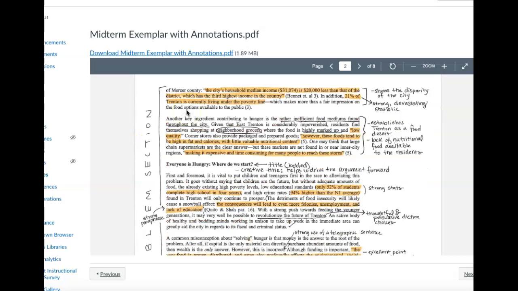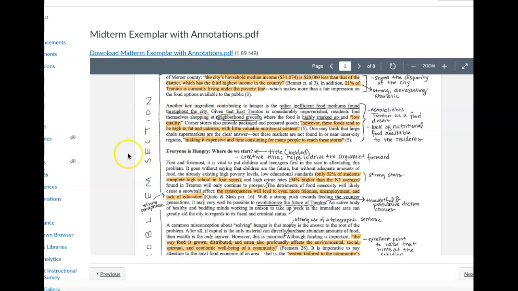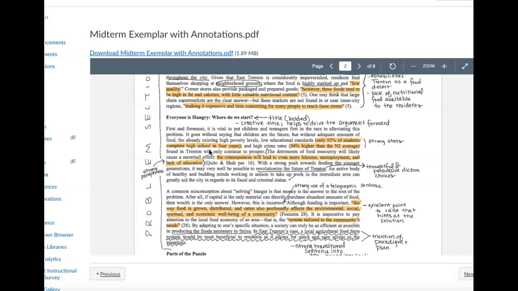So after he talks about Trenton a little bit more specifically, he has a new title. This is still his problem section. And he says, everyone is hungry. Where do we start? Once again, that title is bolded. It also helps drive his argument forward a bit more.